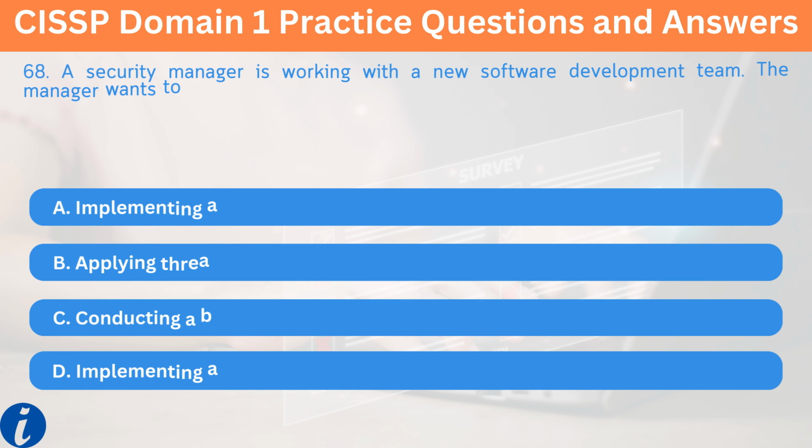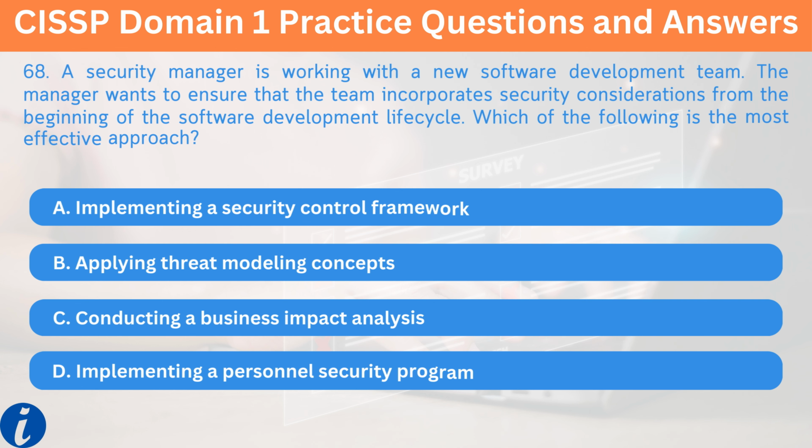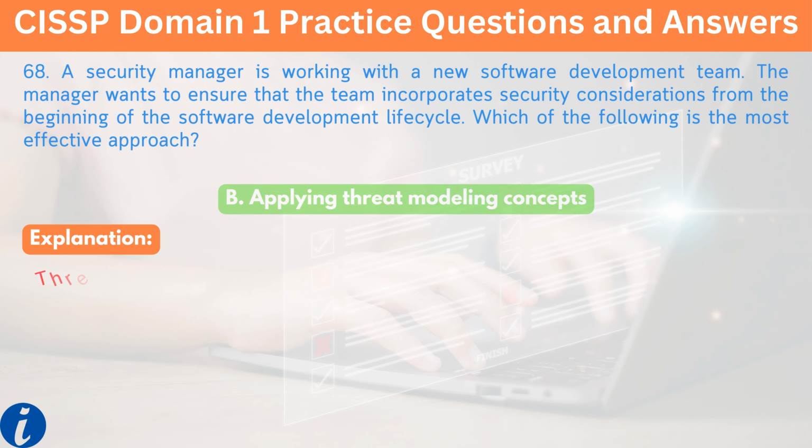68. A security manager is working with a new software development team. The manager wants to ensure that the team incorporates security considerations from the beginning of the software development lifecycle. Which of the following is the most effective approach? A. Implementing a security control framework. B. Applying threat modeling concepts. C. Conducting a business impact analysis. D. Implementing a personnel security program. The correct answer is B.